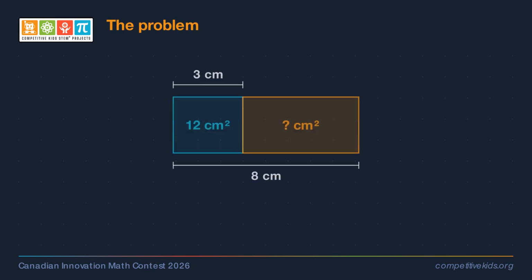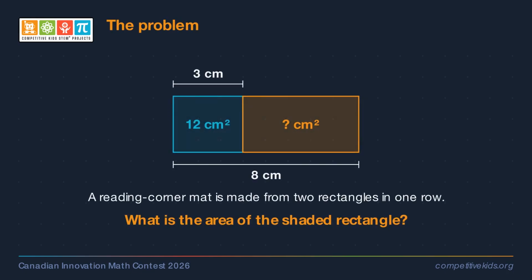A reading corner mat is made from two rectangles in one row. The left rectangle has area 12 square centimeters. It is 3 centimeters wide. The whole row is 8 centimeters wide. What is the area of the shaded rectangle on the right?